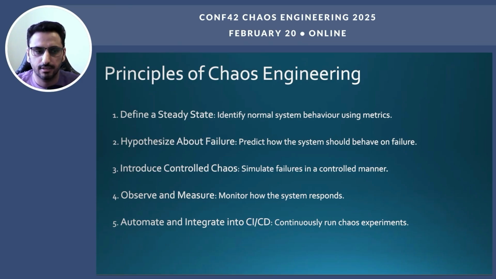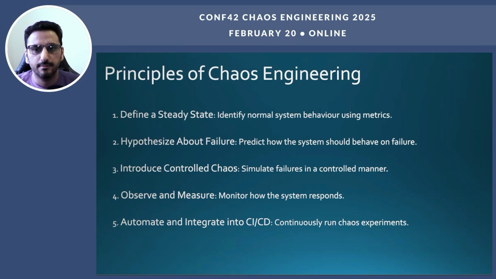In chaos engineering, the very first thing is to define a steady state, which means that we have to identify the normal behavior of the system using metrics. Those metrics can be latency, error rate, throughput. In normal circumstances, of course, errors cannot be zero. There will be some errors for sure. So we have to first identify the baselines, where the system is currently at.